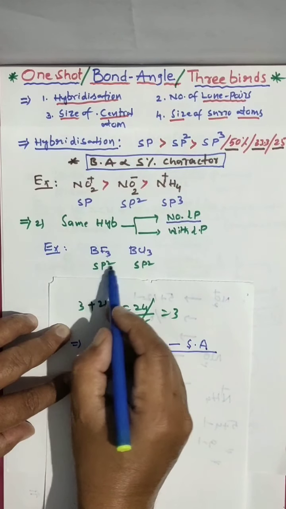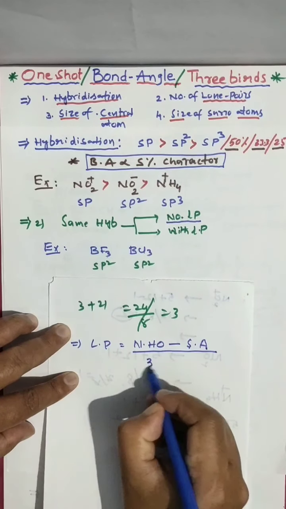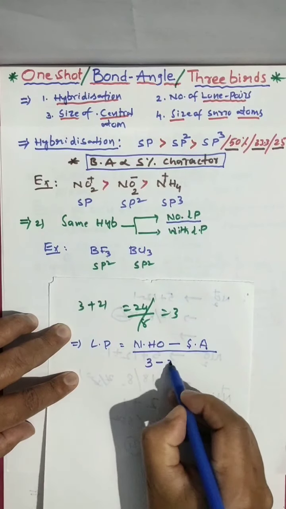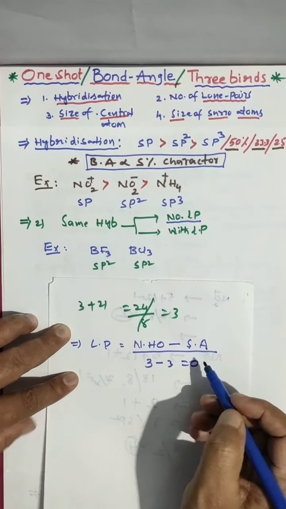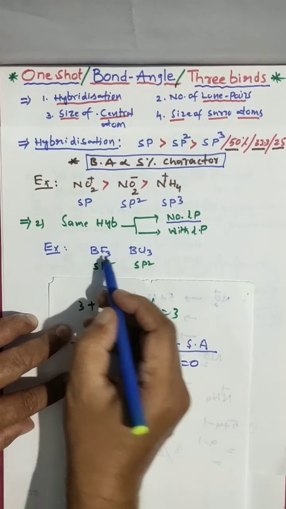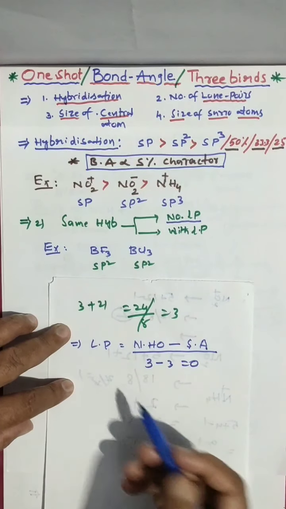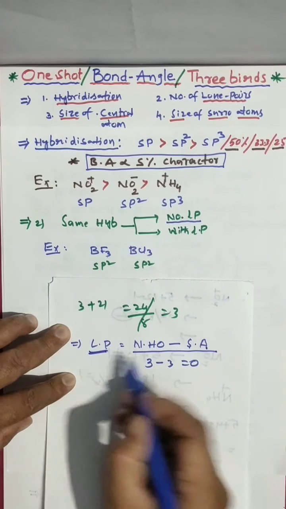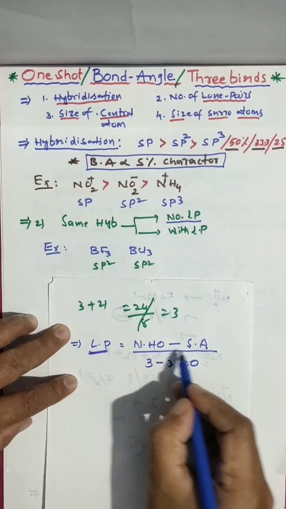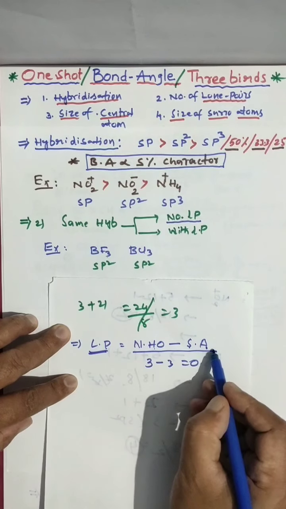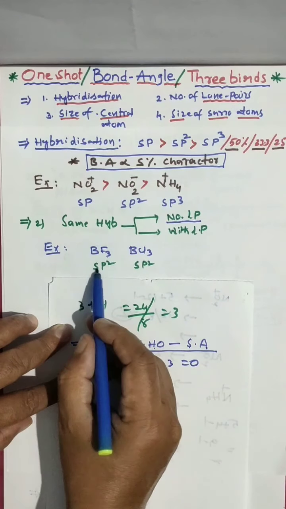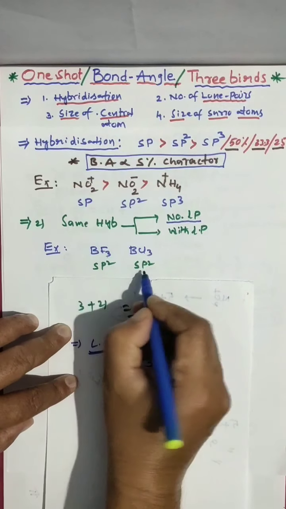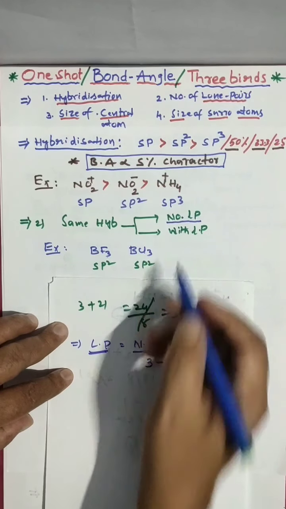Hybrid orbitals, how many? sp2, 3. Minus surrounded atoms. Boron is surrounded by 3. That equals 0, which means in boron trifluoride there is no lone pair. If you know the hybridization, then find lone pairs: number of hybrid orbitals minus surrounding atoms. Hybrid orbitals 3 minus surrounded atoms 3. So both are sp2 and have no lone pair.